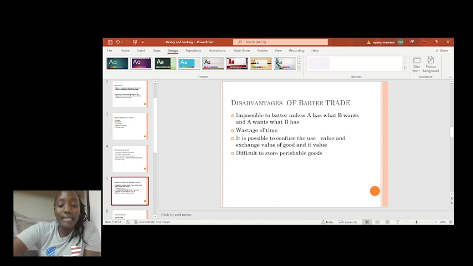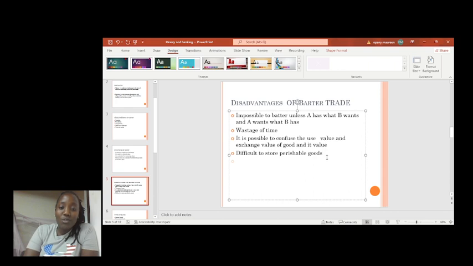And then the other disadvantage: it is possible to confuse the use value and exchange value of a good and its value. So that one is self-explanatory. And then we have difficult to store perishable goods. Remember that you are doing barter trade, and it will be very difficult if something is perishable, because it will end up getting bad before you can even consume it.